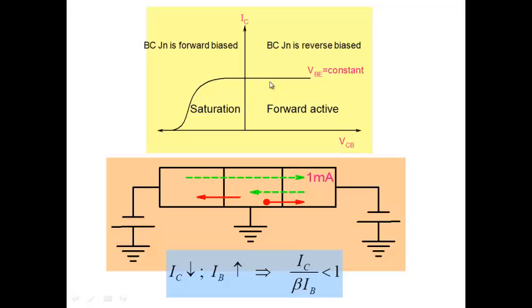IC equal to beta times IB, that's the forward active mode. So as you go into this region here, if IC is going down and IB is going up, it means IC by beta IB is less than 1 here. So that's one of the characteristics of the saturation region.